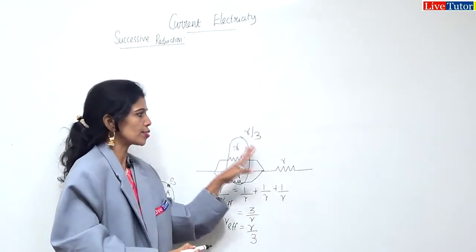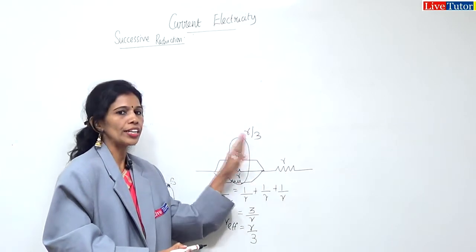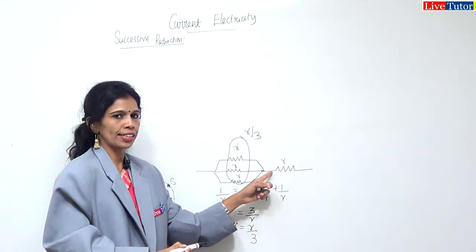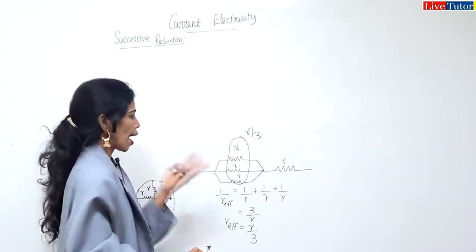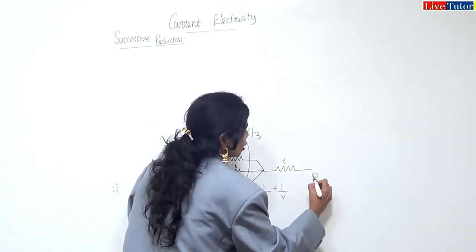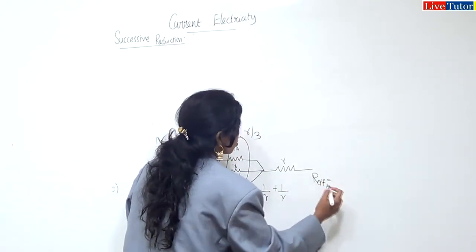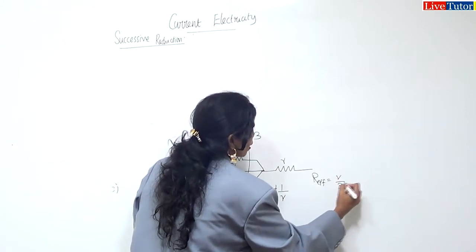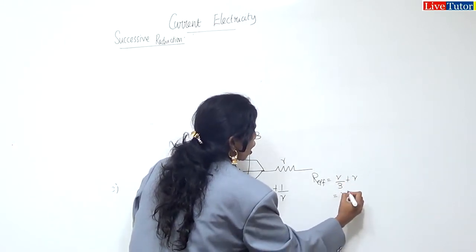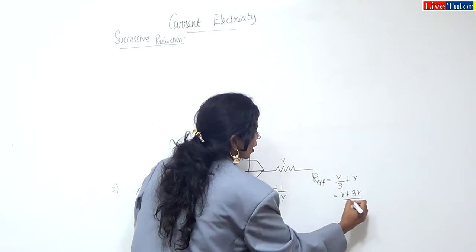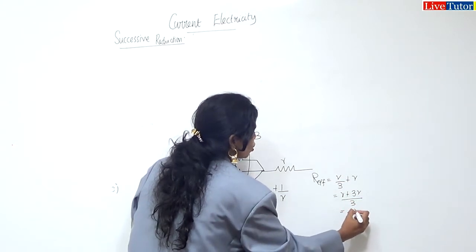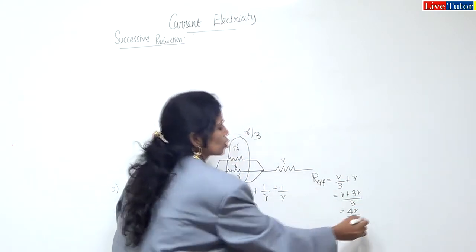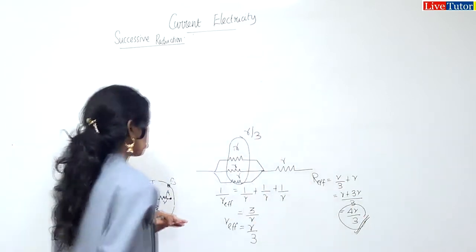Now this resistance and the next resistance are in series because only one end is connected. So it is in series. Again for series connection, what will be the formula? It should be added. So R by 3 plus R. This is equal to R plus 3R divided by 3, which is equal to 4R by 3. So that's it. So how did we solve it?